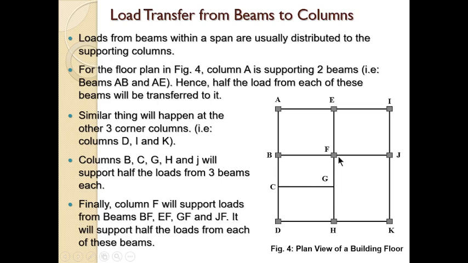Now, finally, column F will support load from 4 beams, because column F, look at it, is supporting half of the load from EF, half of the load from FJ, half of the load from FG, and half of the load from BF. And that is how you can do it. So once you are able to define the loads on the beams, you can divide the load of each of the beams to the supporting columns. That is how it is done. In our next video, we are going to solve an example to show you how it is done practically.